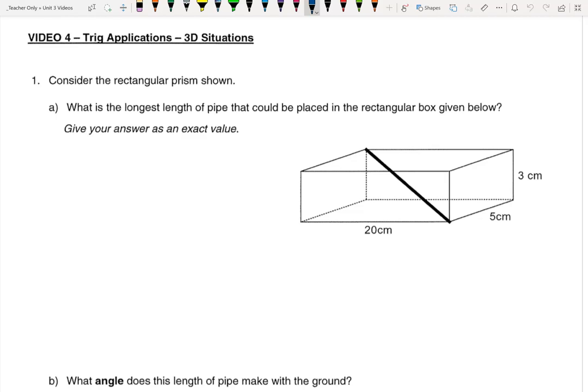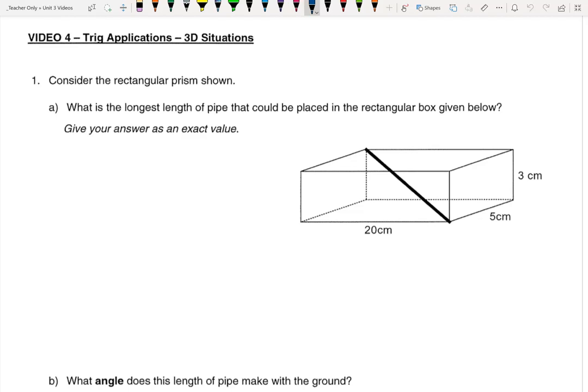What you can see is a dark pipe that has been laid into the rectangular box. And that's the longest length of pipe that we can fit into this box. So we want to find this length of pipe as an exact value. So first of all, we need to use our trig ratios, which means right angled triangles, to form that length.